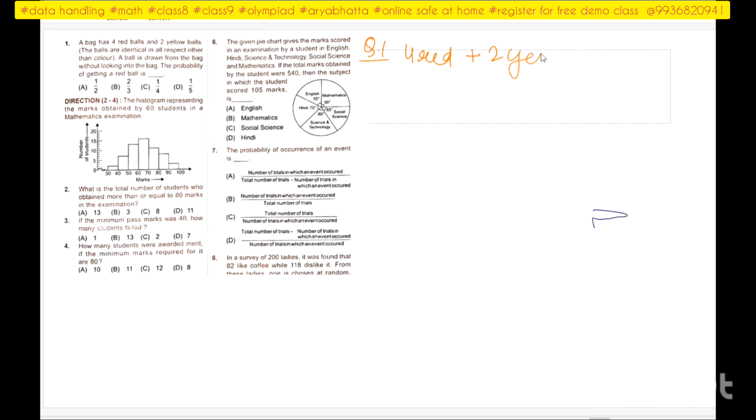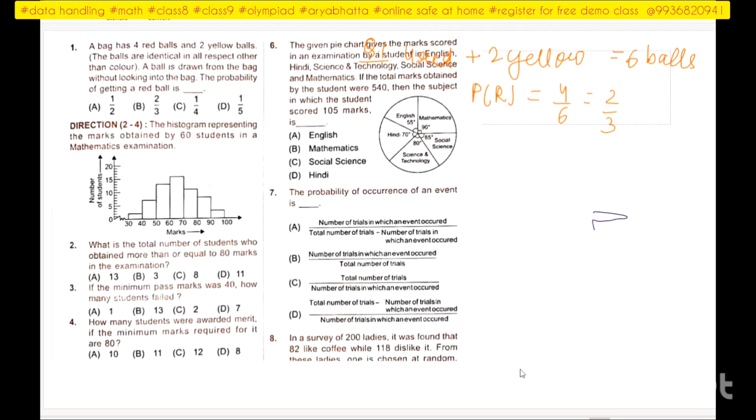Plus 2 yellow balls, that is, we have 6 total balls, so our total number of balls is 6. And the probability they are asking for is of a red ball, so 4 by 6, or 2 by 3. Good. Now the next question, you have to study this graph, beta.